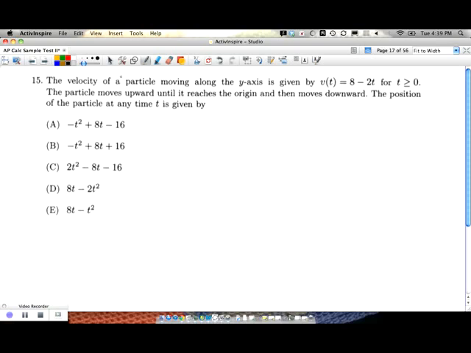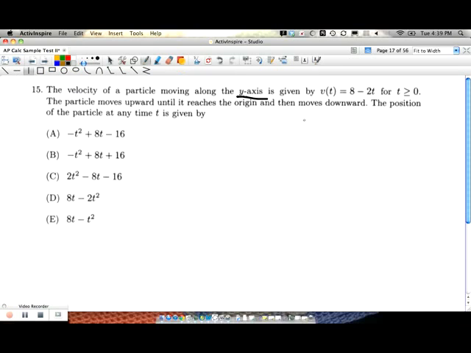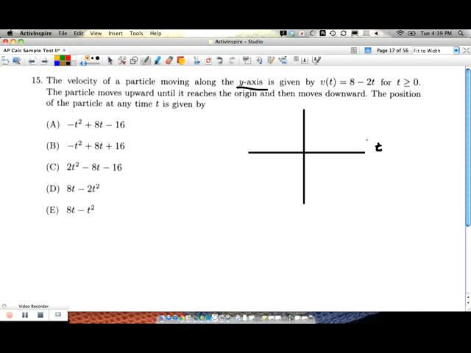This next one, we're talking about velocity. This says it's moving along the y-axis. Doesn't really matter whether it says y or x. One axis is the movement, the other one is just time. So here's our y-axis, here's time. What do I mean by that? That means that this one is time t and this is y. It says that velocity is 8 minus 2t, and the particle is moving upwards until it reaches the origin. So it actually comes up to the origin and then goes back down. So it's coming up, hits the origin, and then goes back down.